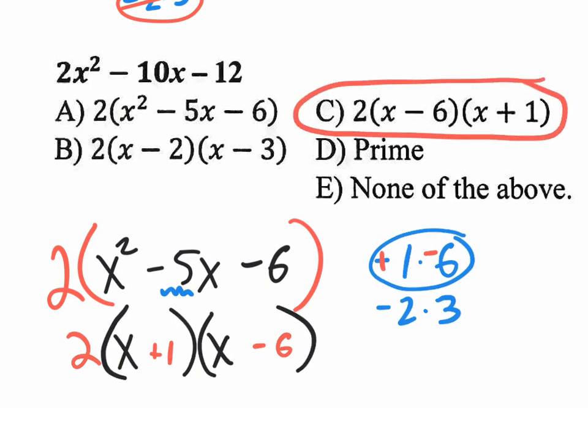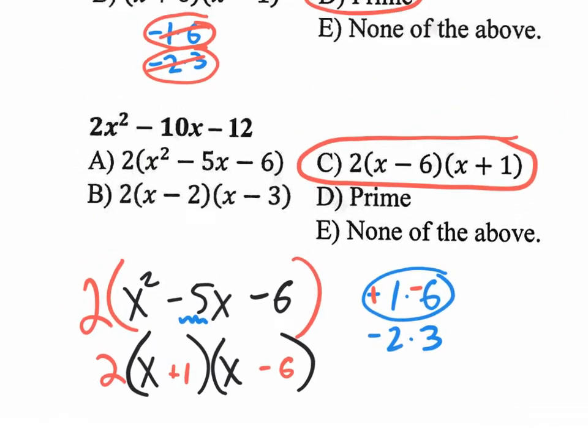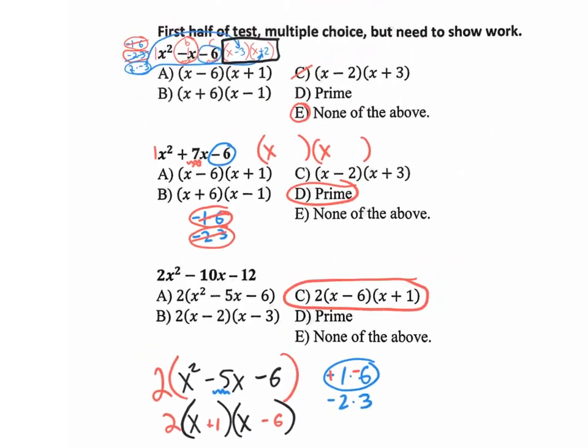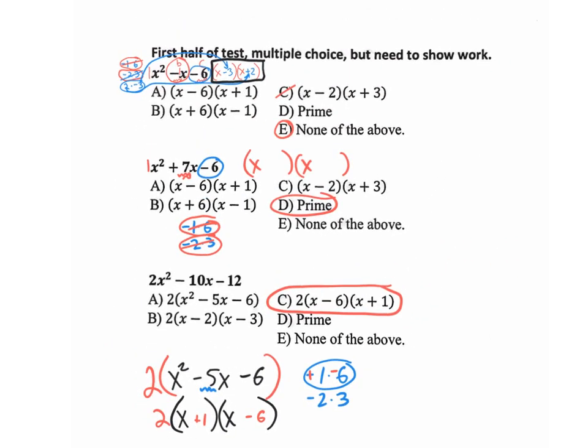So don't think, oh, half of the test is multiple choice, it's going to be easy. No, you've got to really think about this. You've got to be able to do it on your own, get your answer, and find your answer. Sometimes the answer is not there, but that doesn't mean that it's prime. If it's not there, you just say that the answer is not there, none of the above. If you cannot factor it, that's when you say it's prime. And that's it. That was a little review just for the first half of the test, the multiple choice portion.